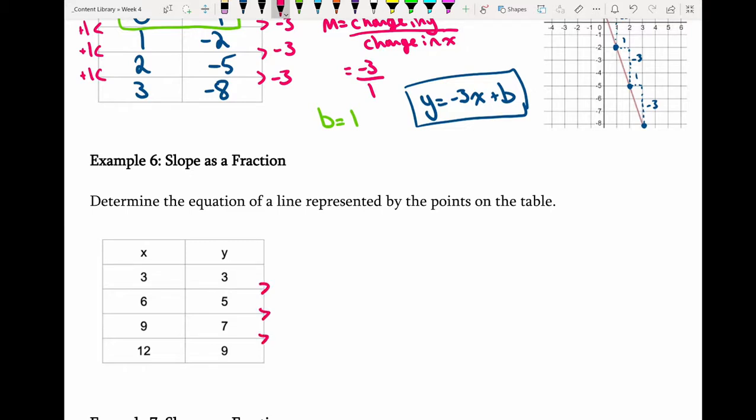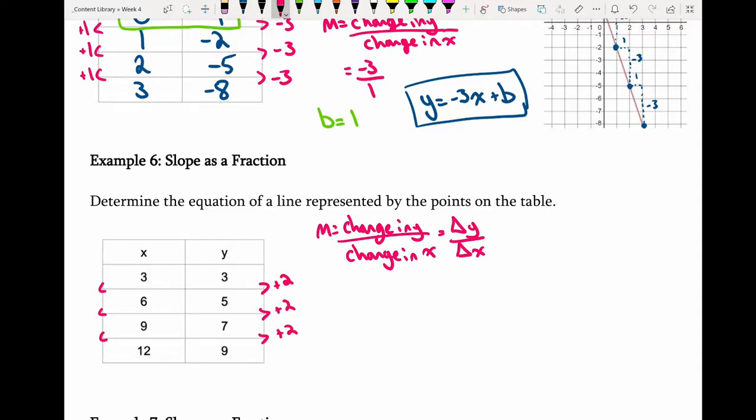Let's find our change in y and our change in x. So m equals, again, change in y over change in x. You may also see it as a triangle y and a triangle x. That's just, triangle represents the Greek letter delta. So delta y over delta x just means change in y over change in x. If I look at the y's, I should see that I'm increasing by 2. If I look at the x's, I'm increasing by 3. So that means my slope, or my m value, is going to be 2 over 3.